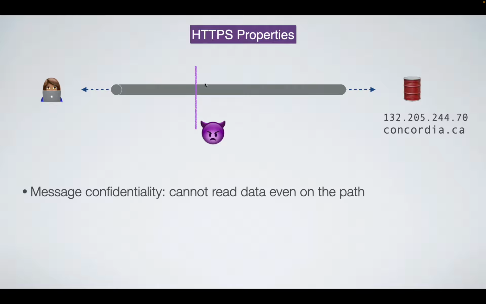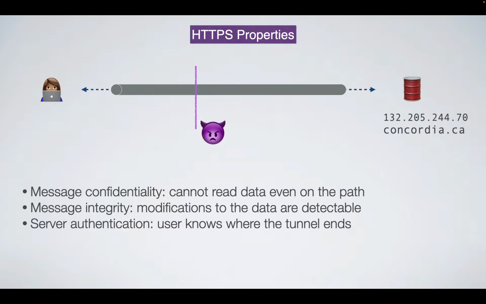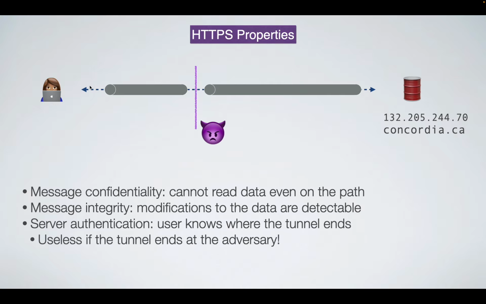Okay, so in review, confidentiality, you can't read the data even if you're on the path. Integrity, any modification that's made along the path, you can detect. We can't prevent it, but we can detect it. And then server authentication, we know where the tunnel ends. This is important because if we think we have a tunnel to Concordia, but in reality, we just have a tunnel to the adversary, and then the adversary can make their own tunnel to Concordia, then they're reading everything that's in between, okay?